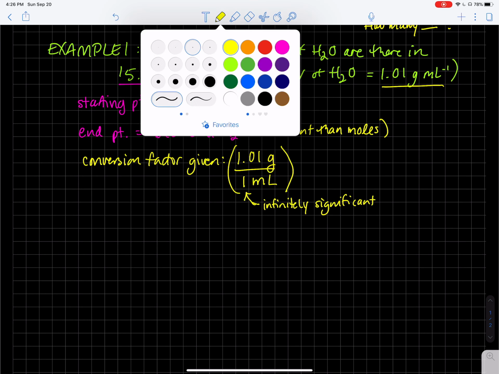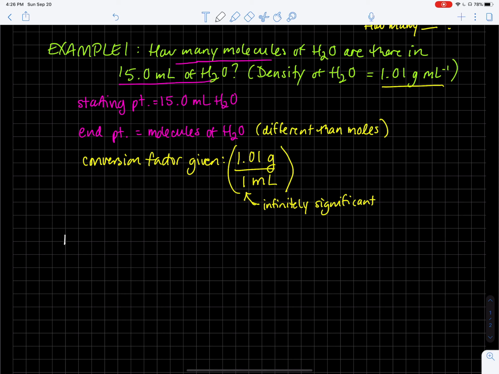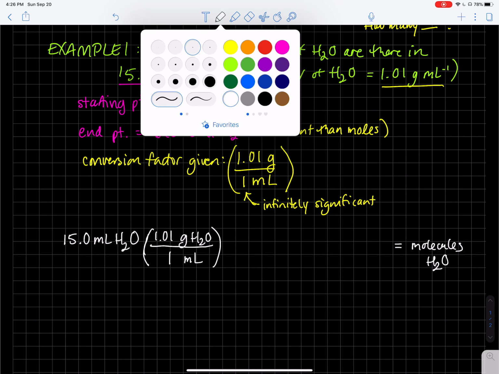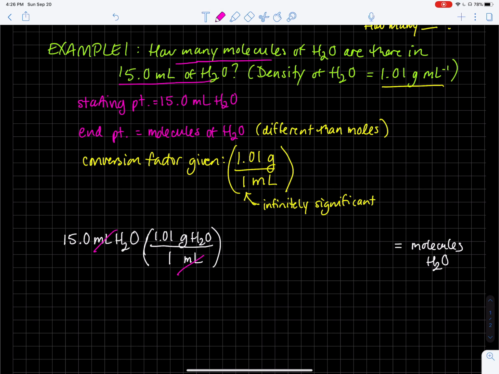So let's go ahead and start with our starting point. So 15.0 mils of water. And I know at the end I want to end up with, hopefully leaving enough space, molecules of water. So really the only way to get from milliliters to kind of the amount of water is through the density. So I'm going to go ahead and use that conversion factor first. I want to get rid of milliliters, so I put it on the bottom, and that means I'll have 1.01 grams of water per milliliter. That will eliminate my milliliters, and now I have grams of H2O.